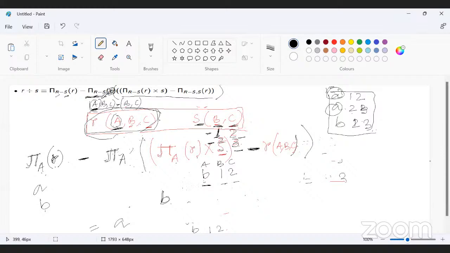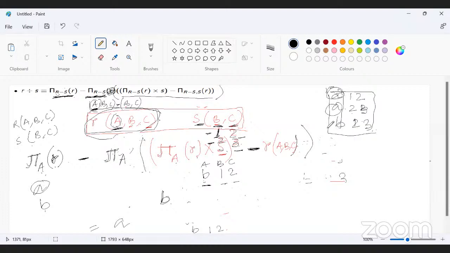R minus S is giving us AB, the first part. Outside the bracket, the first part is giving AB. The attributes in R are A, B, C, and S is BC. So we get A. R minus S is only A. The attribute A and the tuples AB are the result. Yes, AB is the result.